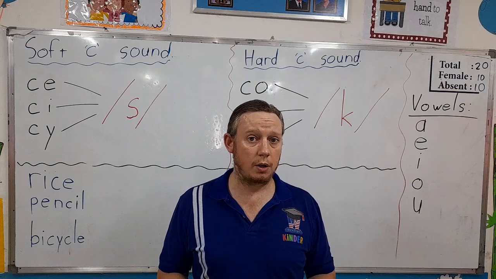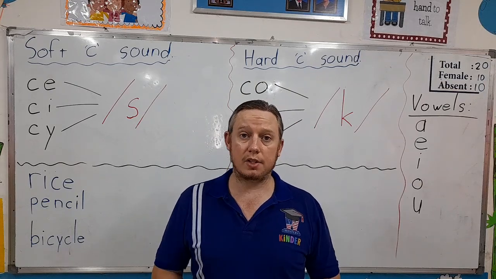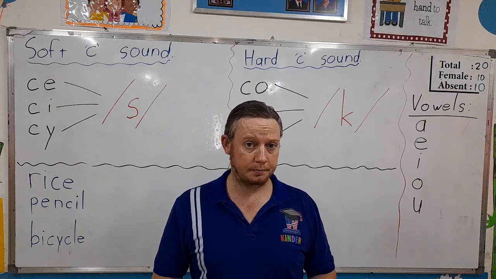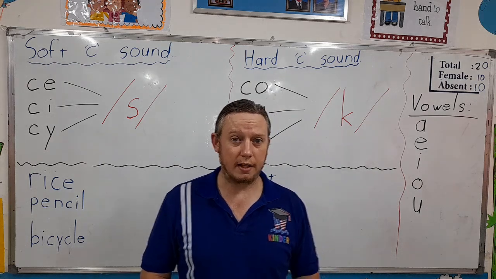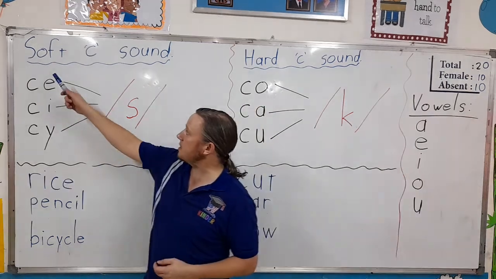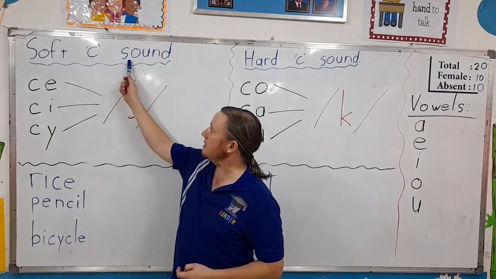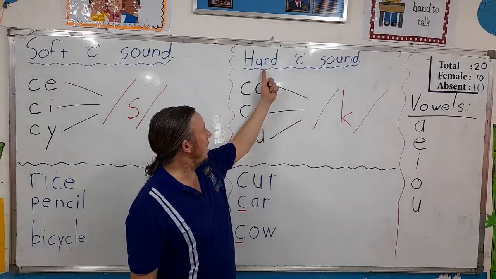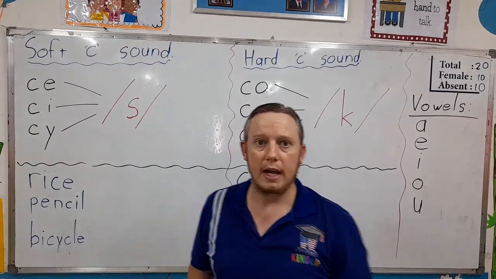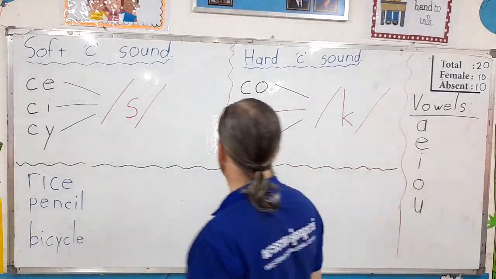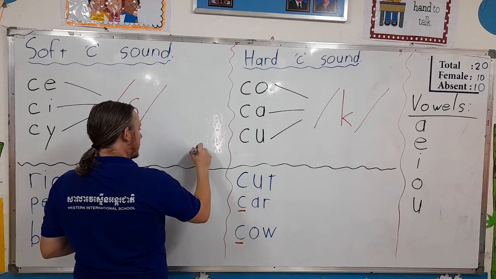Okay, but did you know the letter C has got two different sounds? Okay, and that's the lesson that we're going to be learning today. The two sounds we call the soft C sound and the hard C sound. Okay, and the easiest way for me to show you is if I use a word that we know.